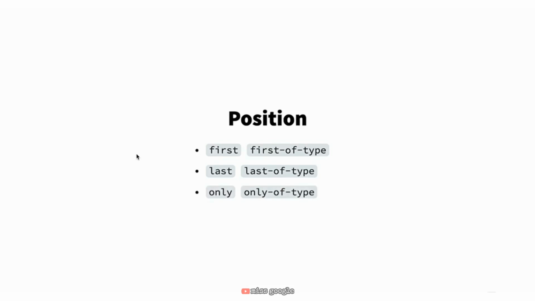And then there's also, if it's the only element, then that would be styled a certain way, as well as the only of type, which would be only an element of a specific type. Let's take a look at how they work.